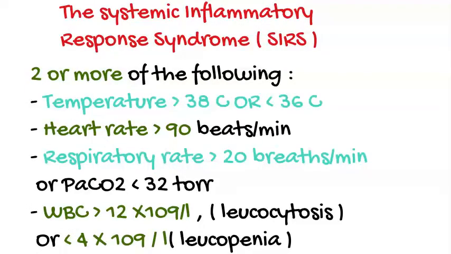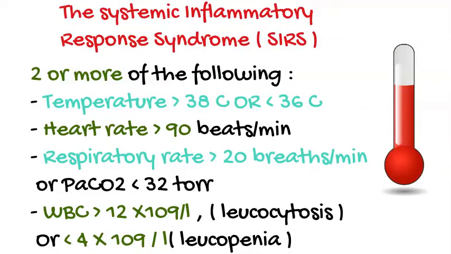Number four, the white blood cells, WBC, of more than 12 times 10 to the power of 9 per liter, whereby the patient has leukocytosis, or less than 4 times 10 to the power of 9 per liter, whereby the patient has leukopenia. Two or more is equivalent to SIRS. If the patient only has one criterion, the patient is unlikely to have SIRS. If the patient has two criteria, usually the patient has mild SIRS. If the patient has three, we need to consider the patient has a moderate SIRS, and if the patient fulfills all four criteria, consider the patient has a severe systemic inflammatory response syndrome, SIRS.